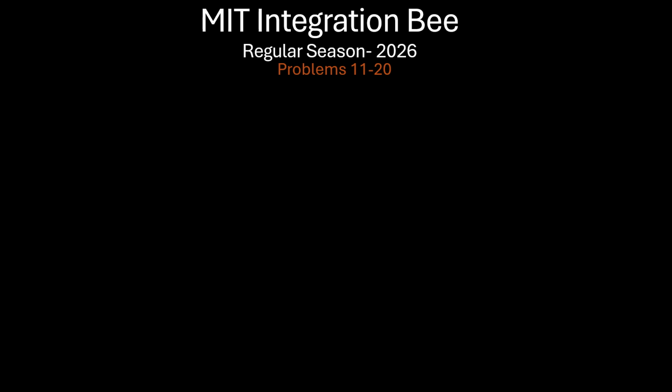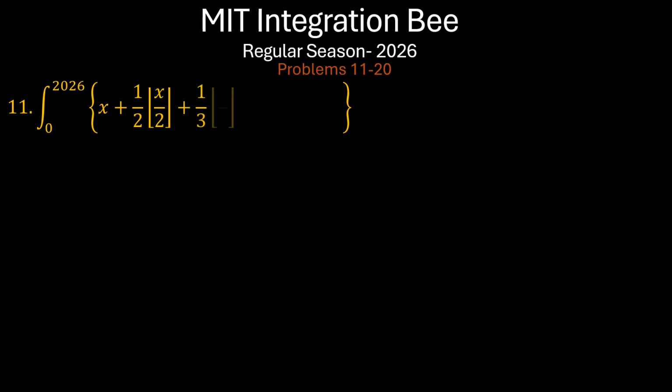Welcome to Everyday Mathematics. Today we move forward to the MIT Integration B regular season 2026 part 2, where we look at problems 11 to 20. These are cool problems. I hope you stick around and see how we may be able to try and solve these problems. Now, as a word of caution, these are our suggested solutions.